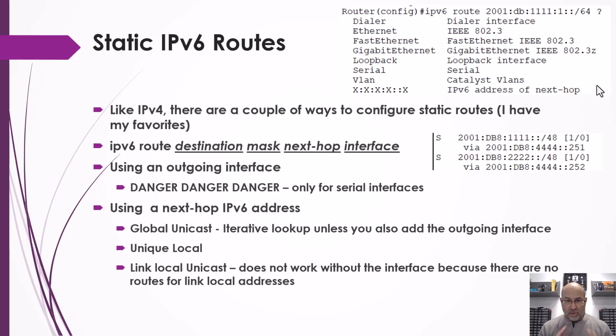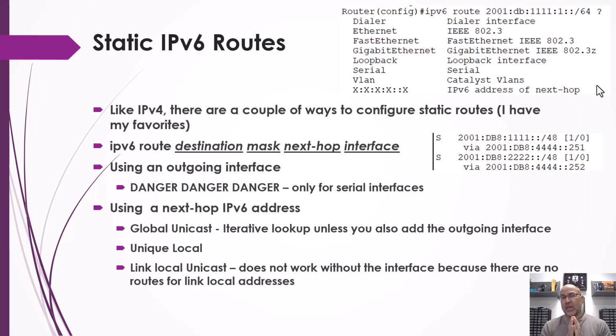The thing that I want you to remember, danger, danger, danger, is that you can get away with an outgoing interface only, but that's typically only for serial interfaces. And this brings up my preference and what I think you should always do. What you want to use is the next hop IP address. Now, what that next hop IP address is depends on how you want to do your routing. I prefer globally unique addresses in the case of IPv6 or the next router.